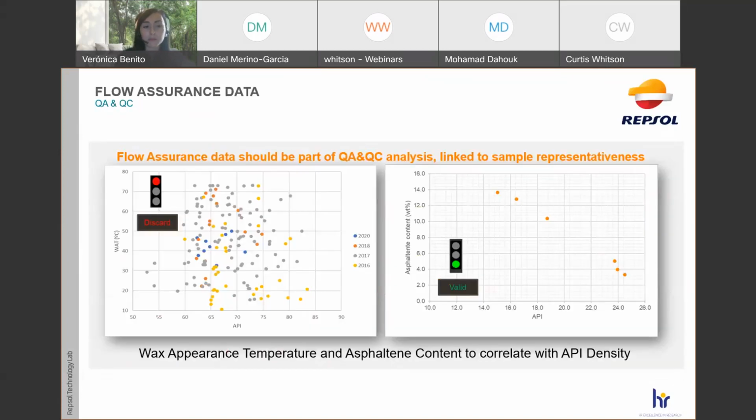Additionally, apart from the consistency analysis of the PVT experiments that we have explained previously, it's necessary to also perform a QAQC task on the flow assurance experimental data, which is also linked with the sample representativeness. Here we have included two samples, showing how the wax appearance temperature and the asphaltene content correlate versus API density. No? In the wax appearance temperature plot, as you can see, there is no trend here. There is a huge uncertainty in the wax appearance temperature measurements. However, in the case of the asphaltene content, there is a clear trend with API, so we can validate those analyses.